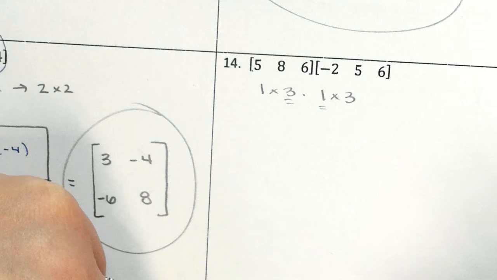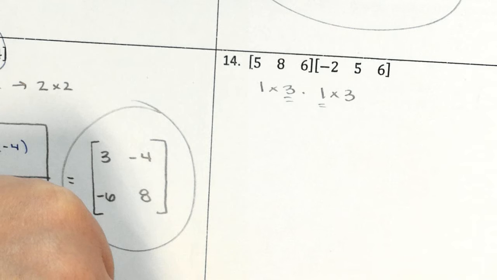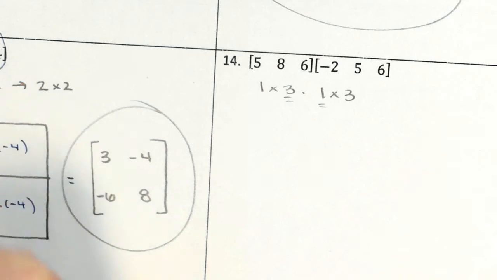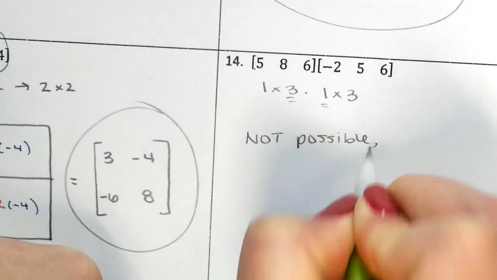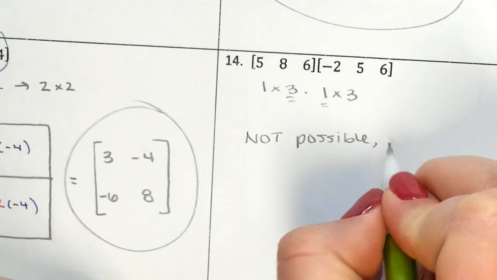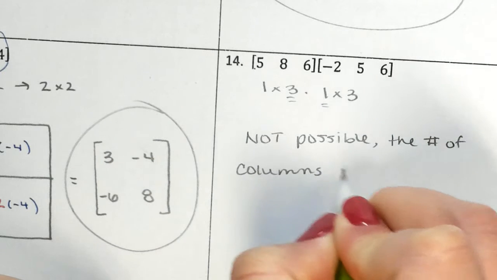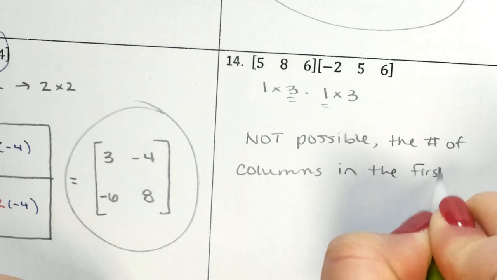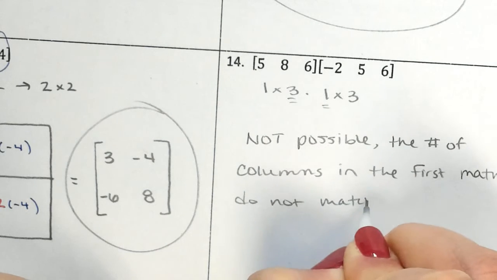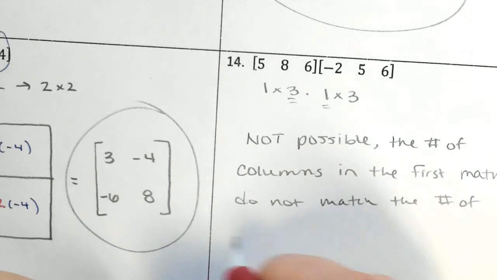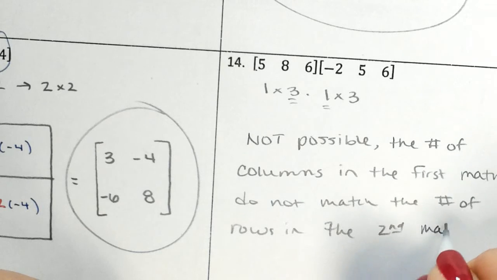A lot of people assume, yeah, they're the same dimensions. Multiply by -2 and 8. No, that does not work with multiplication. So, we say that this is undefined or not possible. I don't care how you phrase it. But either way, we're not multiplying these two things because the number of columns in the first matrix do not match the number of rows in the second matrix.